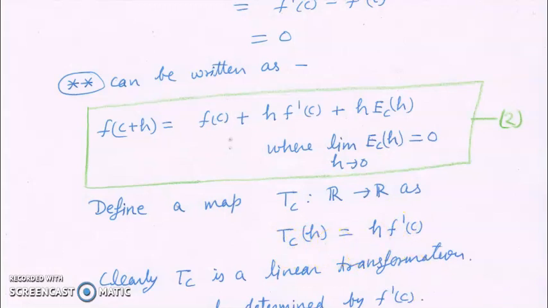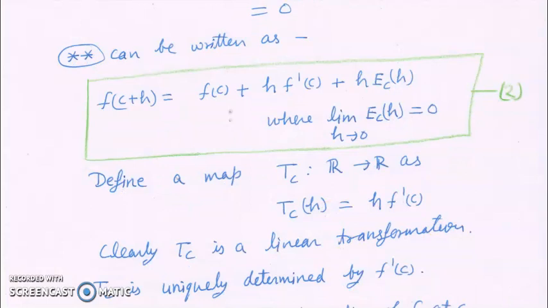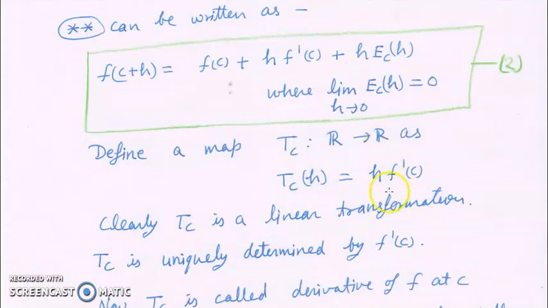So now, up to now, we were saying that this f dash c is actually the derivative of f at c. In place of this, we will call Tc the derivative of f at c. Tc is completely determined by this number f dash c. So now the derivative or differential coefficient of a function is replaced by a linear transformation. So in place of f dash c, we will call Tc the derivative.